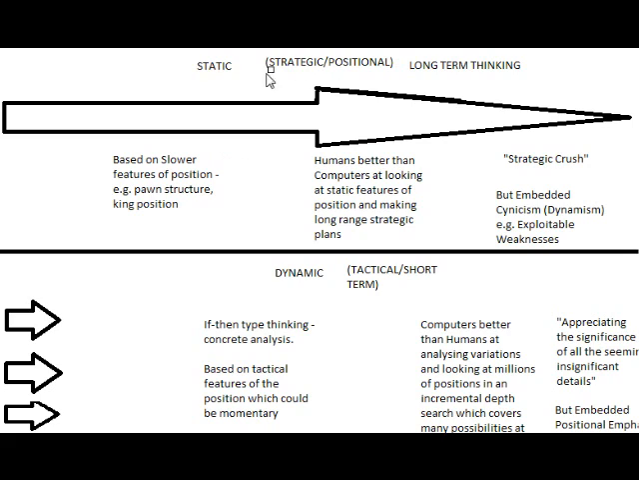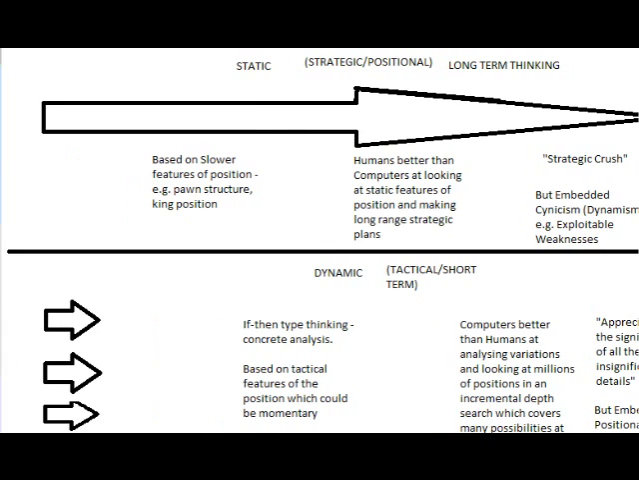This is static, strategic positional thinking in my view. So this is long-term thinking. And on the two project examples I gave, Kotov versus Botvinnik, computers are better at dynamic thinking, which I'll cover briefly below. But humans are better at looking at the static features of the position, because we've got that bird's eye view. So we can look at pawn structure and weaknesses and think up very long-term plans.